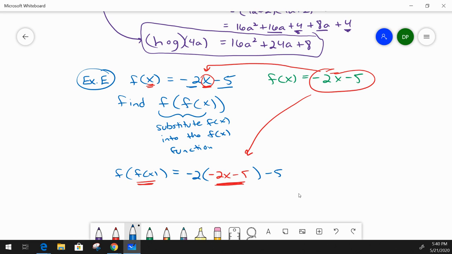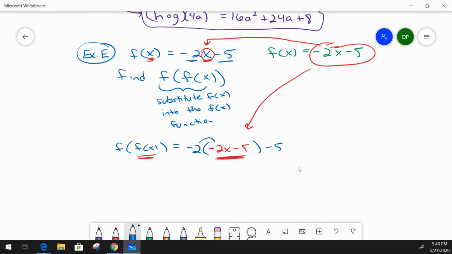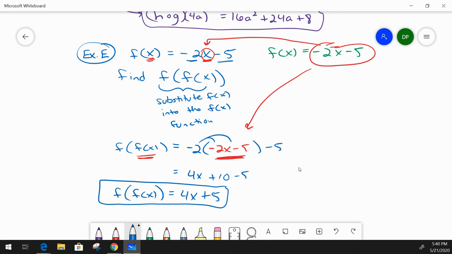Now it's just a matter of simplifying. Distribute your negative 2, and you get 4x plus 10, be careful with your signs, minus 5. So our final answer, f of f of x, is going to equal 4x plus 5. And that concludes our lesson on composite functions.